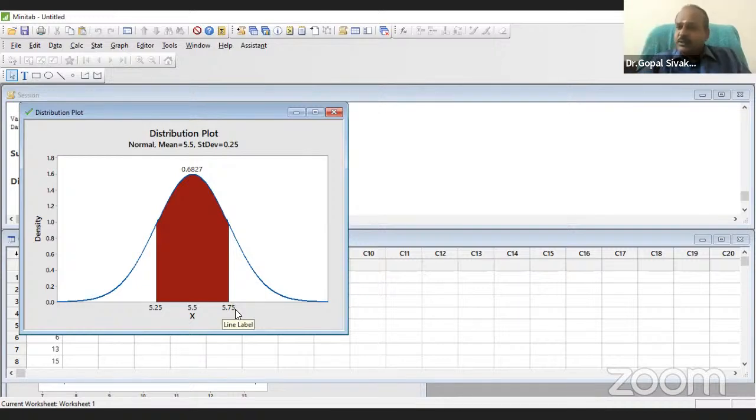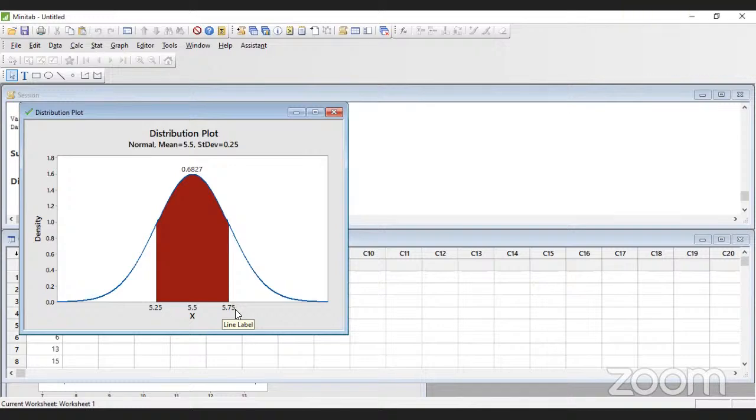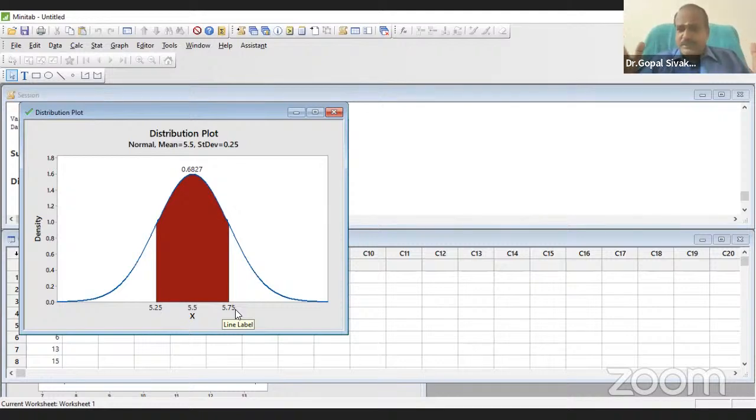Do you remember we also studied the property of normal distribution? 68.27% of the data will lie within 1 sigma limits from the center. That is why I chose the 1 sigma limit. All of you understand here?